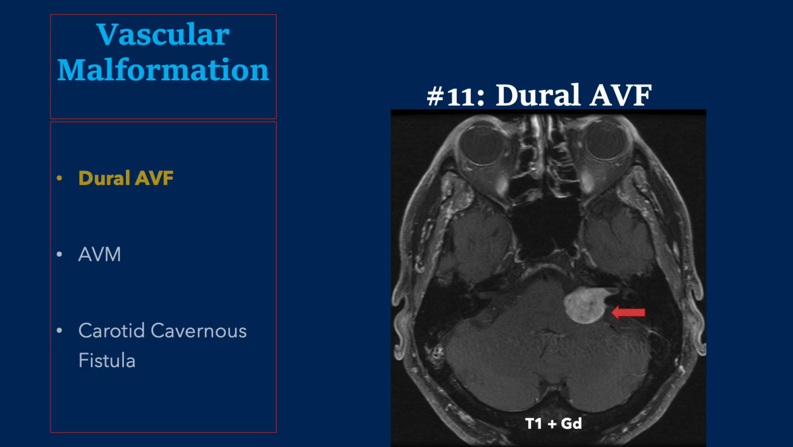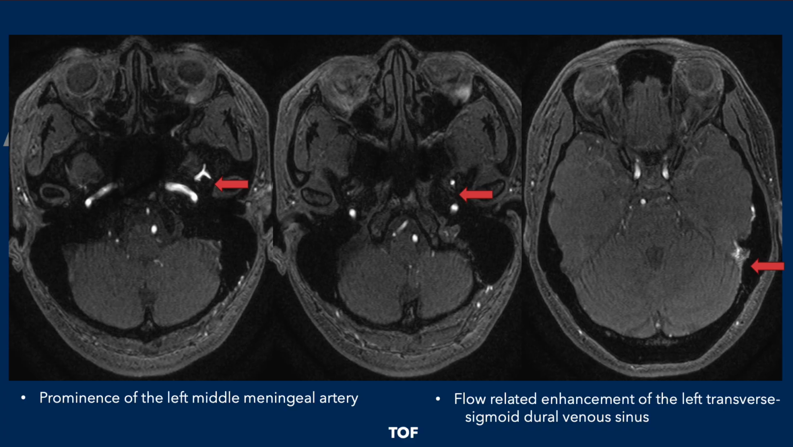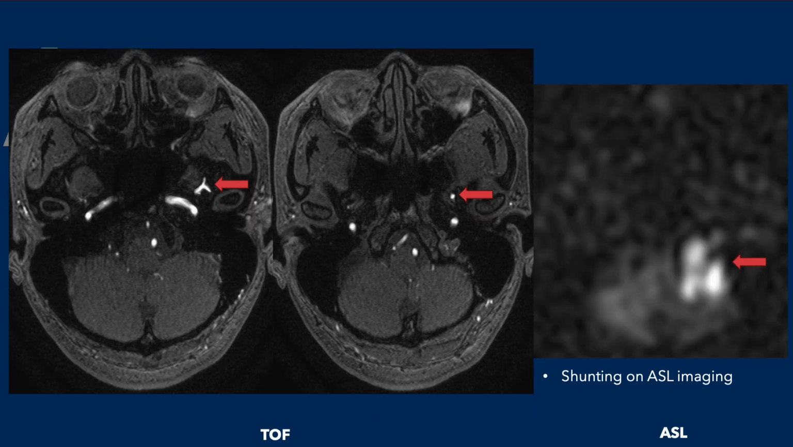High flow vascular malformations result in pulsatile tinnitus due to the high blood flow to the lesion as well as shunting. This particular patient had multiple causes for pulsatile tinnitus, including a left schwannoma. However, on time-of-flight imaging, there was prominence of the left middle meningeal artery, as well as abnormal flow-related enhancement in the left transverse sigmoid sinus. ASL imaging confirmed a vascular shunt compatible with a dural AVF.